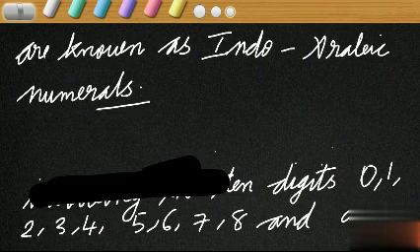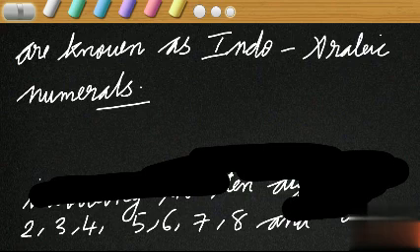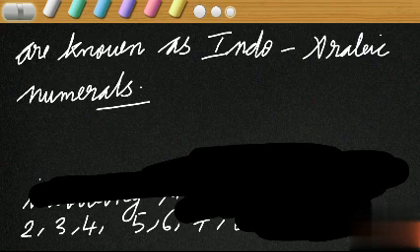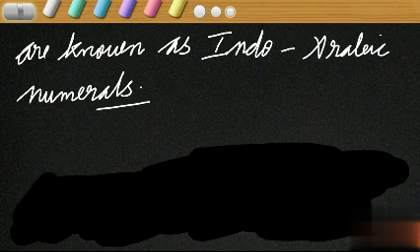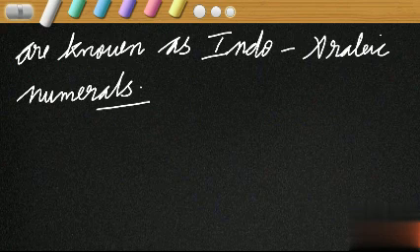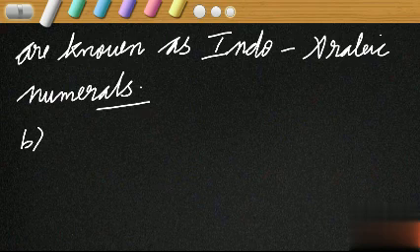Okay. Now let's write B. What will be B? We have written about Indo-Arabic numerals, and next we have to write about Roman numerals. That is B. Roman numerals.